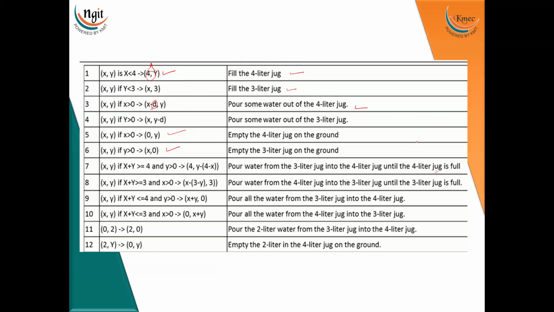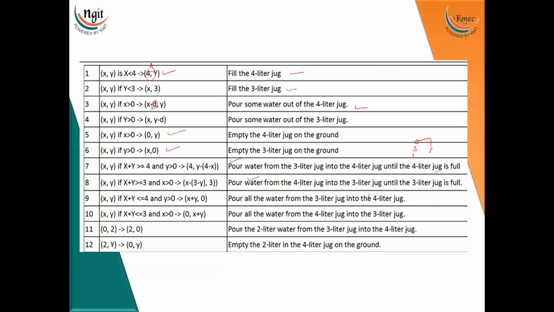When the 4 liter jug is not full, we can pour water from the 3 liter jug into the 4 liter jug until the 4 liter jug is filled. Suppose in the 4 liter jug we have only 3 liters. In such situations, we can take some water from the 3 liter jug and pour it into the 4 liter jug. That is what this rule states. Similarly, we can pour water from the 4 liter jug into the 3 liter jug until the 3 liter jug is full. Another rule states that we can pour all the water from the 3 liter jug into the 4 liter jug, and similarly we can pour all the water from the 4 liter jug into the 3 liter jug.